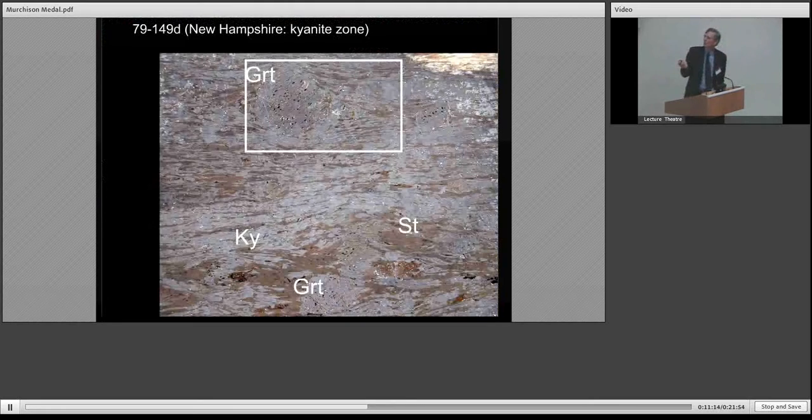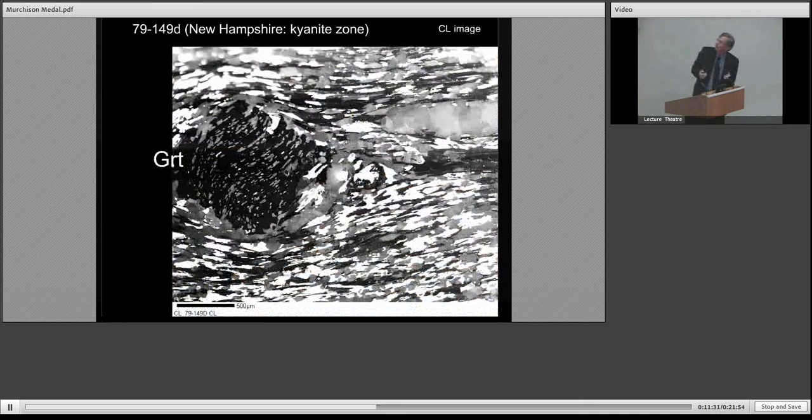This is a typical kyanite garnet. Just for those of you who look at thin sections, I think this will look pretty familiar with some biotites on it. I want to focus on this white square here. The next image is going to be a cathodoluminescence image of this. In cathodoluminescence, the quartz all shows up gray, the garnet shows up black, plagioclase is white, the biotite is black. But I want to focus in on this part in the center of the garnet here.